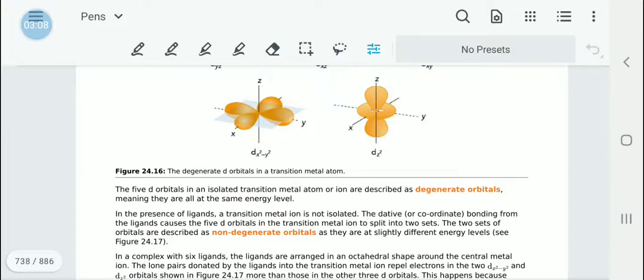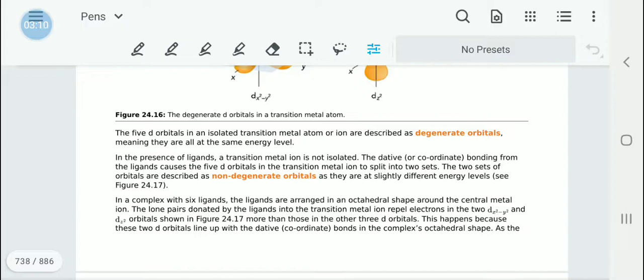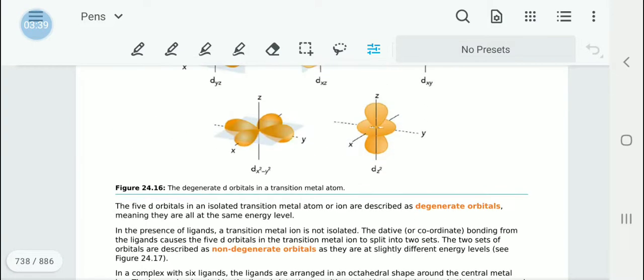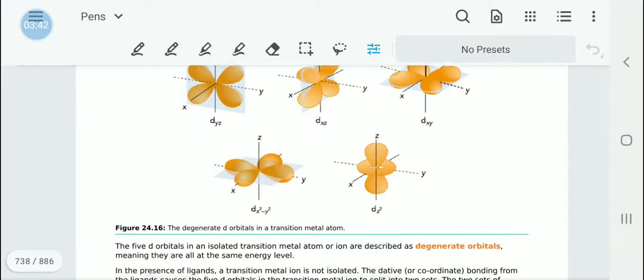Then when there is a ligand, the transition metal is not going to be isolated. There would be dative covalent bonding. Then the 5 d orbitals in the transition metal ion split into 2 sets. They will now be known as non-degenerate orbitals because they are slightly different in energy levels. So these are the 5 orbitals.